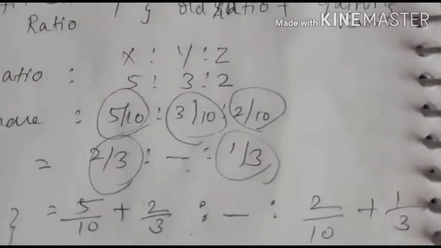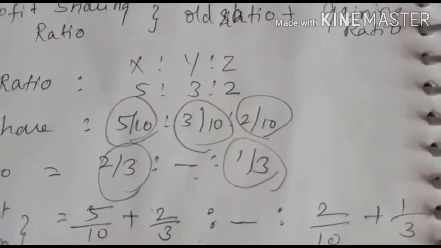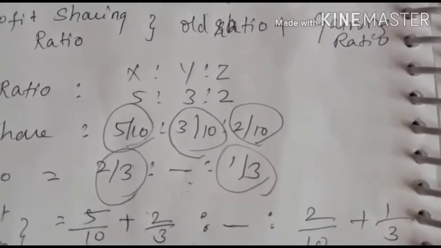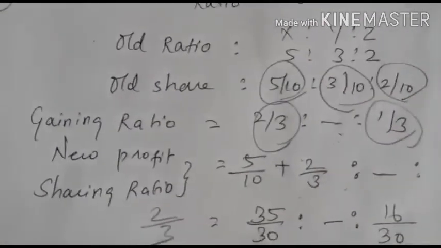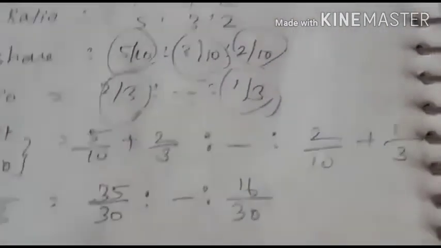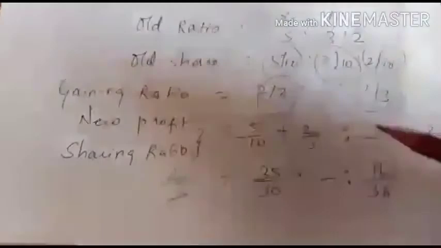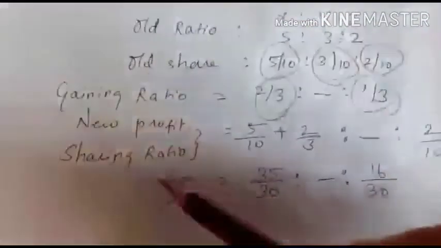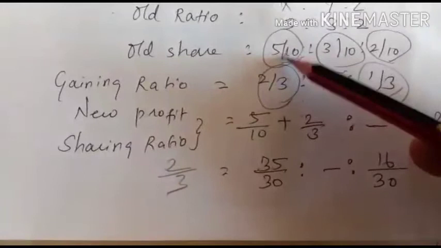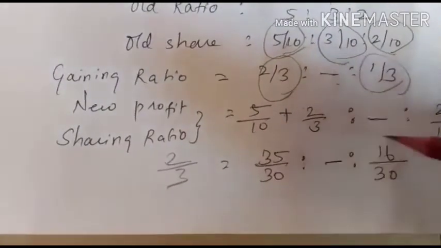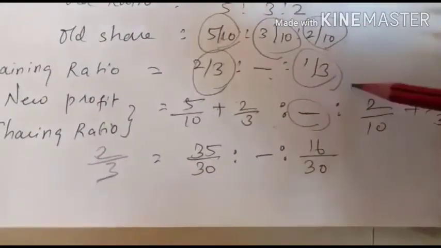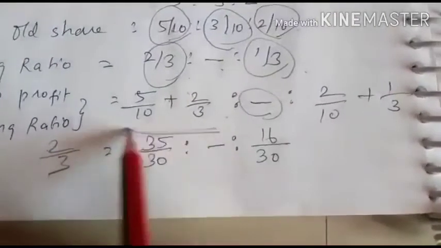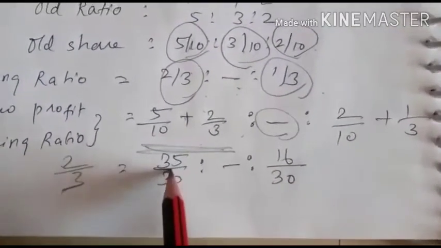As of now, the sharing ratio is 5:3:2. That is, the total is 10. So X's share is 5/10, Y's is 3/10 and Z's is 2/10. The gaining ratio: they get the share from Y when he retires. That is, he is giving up 2/3 and 1/3. So when you add the old share and the new share, that is the new profit sharing ratio: 5/10 plus 2/3. We don't have Y, so we will make it a dash, and Z's share is 2/10 plus 1/3. We take the LCM for this. 10 and 3, the LCM is 30. So that becomes 35.